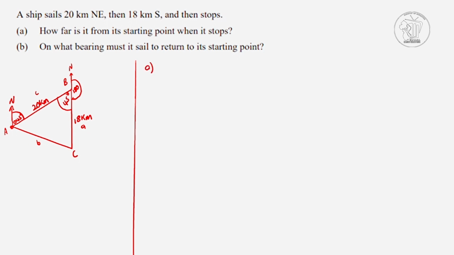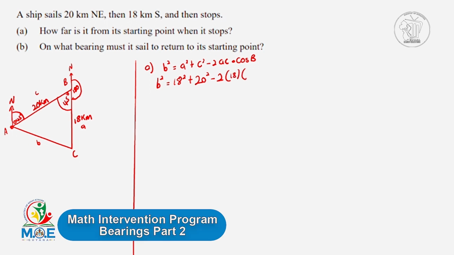So we can say b squared is equal to a squared plus c squared minus 2ac, all multiplied by cos B. Let's work this out. b squared becomes a squared, where a is 18, so 18 squared, plus c squared, which is 20 squared, minus 2 times a, which is 18, multiplied by c, which is 20, multiplied by cos B, which is 45.